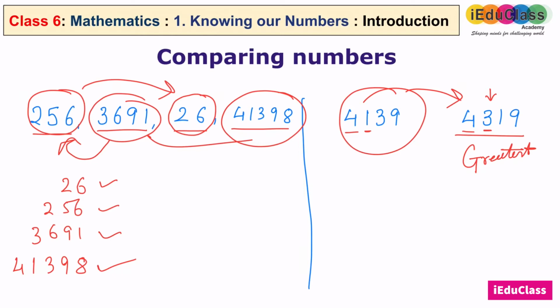If I take another example, 395 and 359. You can see here the first digit is the same, the second digit is 9 and the second digit is 5. So 9 is greater, that means 395 is greater than 359. So this is called comparing the numbers.